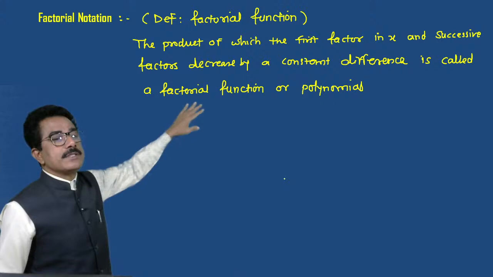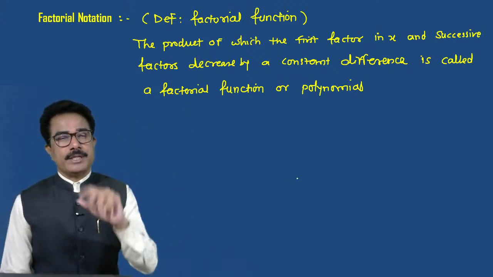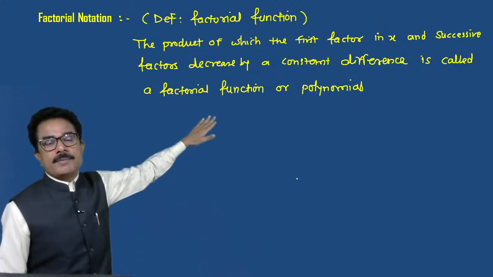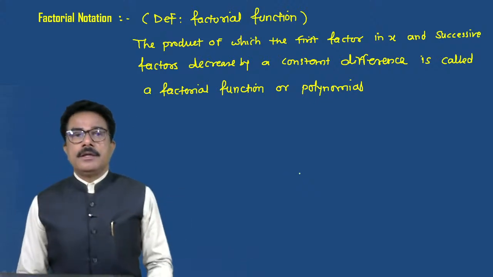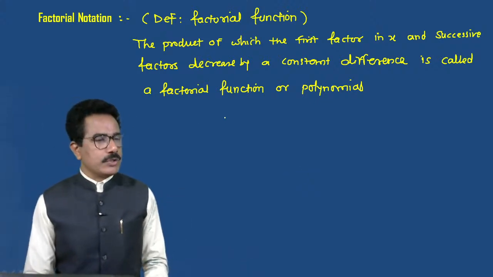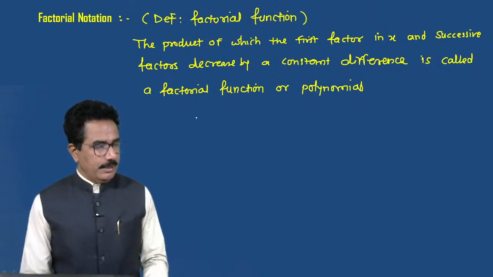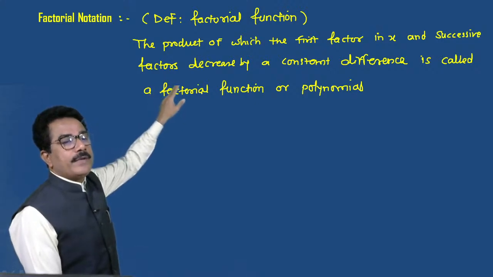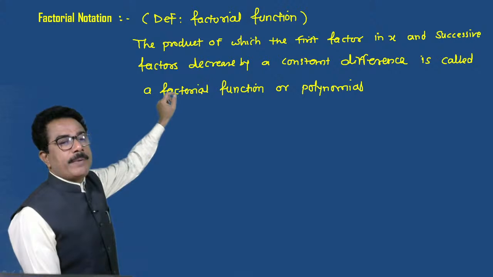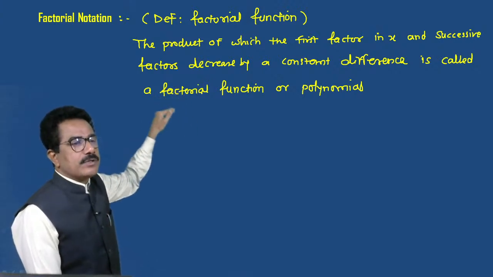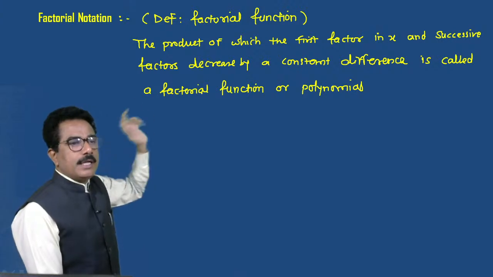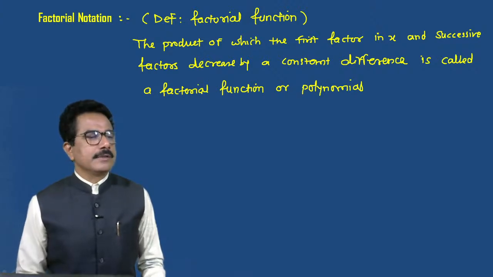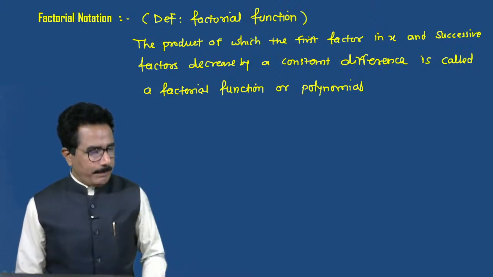Now here we shall discuss what is meant by the factorial function. This is a concept, or we can call it a factorial polynomial. This is a concept different from the factorial of a real number. So the definition of the factorial function is: the product of which the first factor is in x and successive factors decrease by a constant difference, suppose h, is called the factorial function or factorial polynomial.